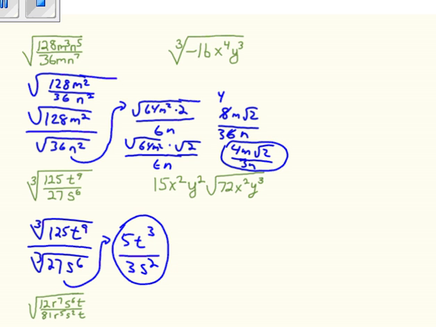Hey, what is that? That's an arrow. No, on the other column. 4m root 2 over 3n. Excellent. Root 64m squared times root 2 over 6n. Oh, 6, okay.